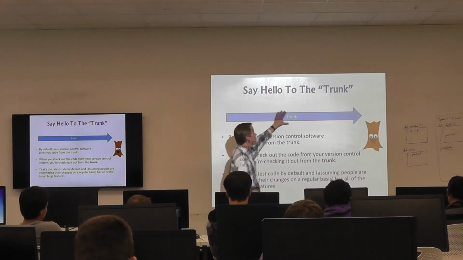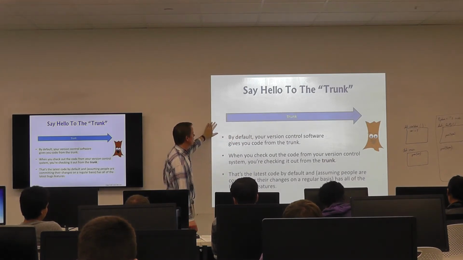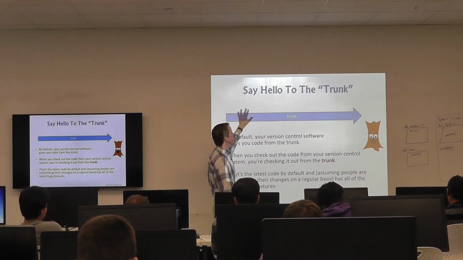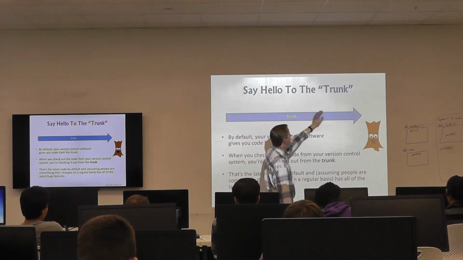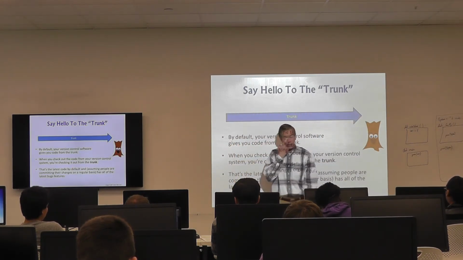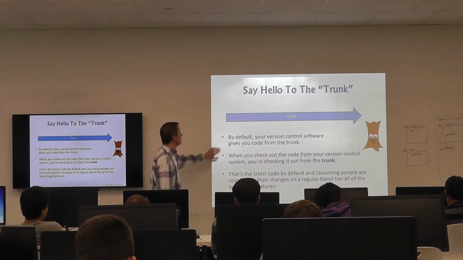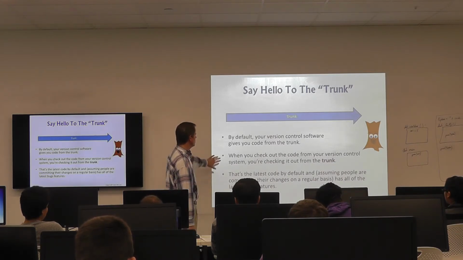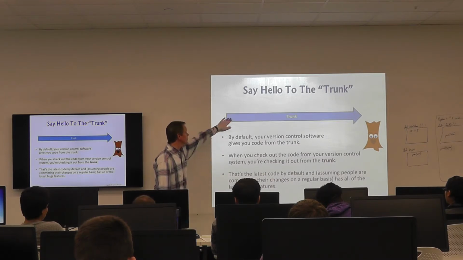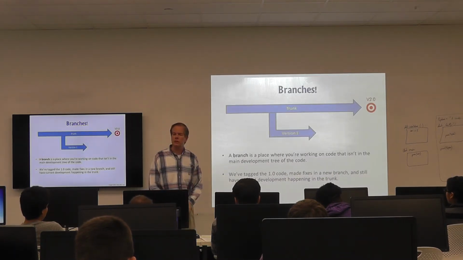We talked about trunks when we're developing software, right? So the trunk is the main line of where all the software is. This is where all the code lives, and this is where you're making all your changes to it. So you start with version 1, you're making all your changes, and now on the other end of your trunk, hopefully you're going to have version 2. Then you make version 3, version 4. By default, your version control software gives you code for the trunk, and that's exactly what you want. When you check out the code, you're checking it out from the trunk, and this is always the latest and greatest code.